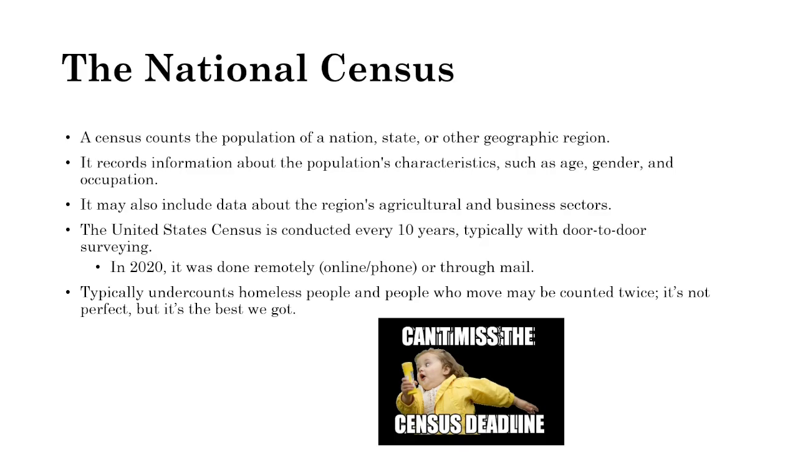It's a long process. It's months and months of knocking on doors and asking people, how many people live in your house? What race are you? How old are you? What's your gender? That sort of thing. So people who move may be counted twice, maybe sometimes 3 times if they're that lucky.